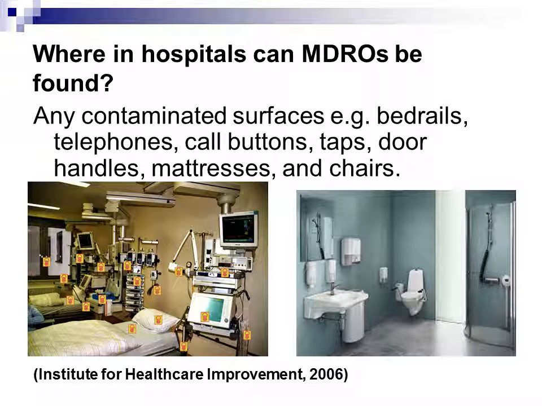Next, let's discuss where in the hospital environment MDROs can be found. Basically, on any contaminated surface, including bed rails, telephones, call buttons, tabs, door handles, mattresses, and chairs. If the microbiology lab isolates an MDRO from a patient sample, the infection control practitioner and patient's ward is notified immediately. The patient will be put in isolation while in hospital, and a thorough decontamination of the room will be required after discharge. Culture testing will be performed to assure that the room is completely MDRO free.